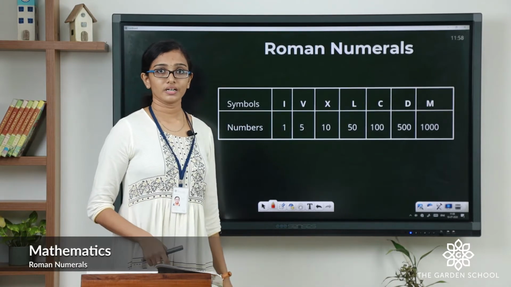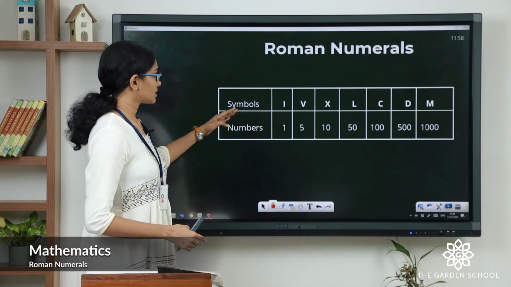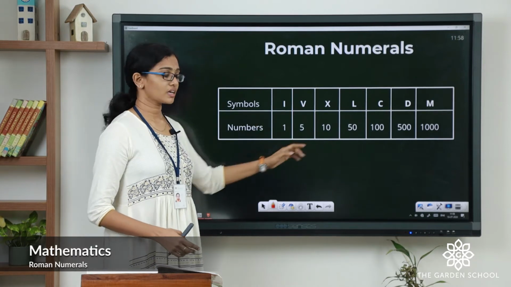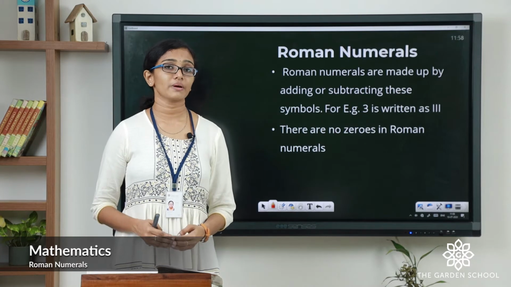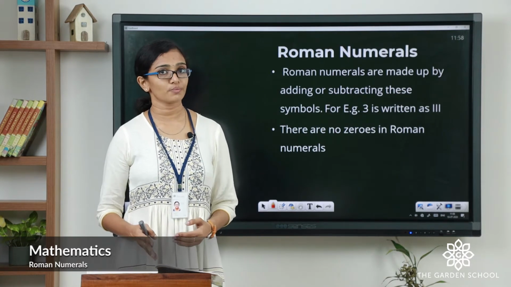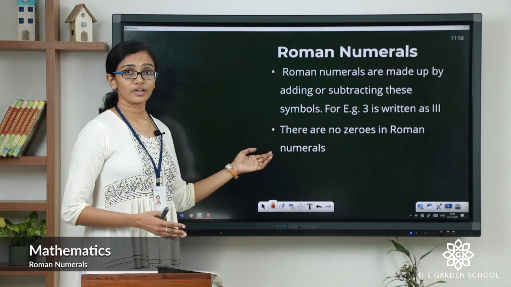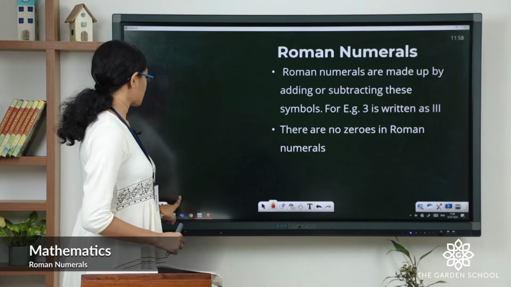These are the symbols that were used by the Romans to represent different numbers. The symbols and the corresponding values are given here. See? Now, all the Roman numerals were made up by either adding or subtracting these symbols in different combinations. As they were not aware of the concept of 0, there are no zeros in Roman numerals.